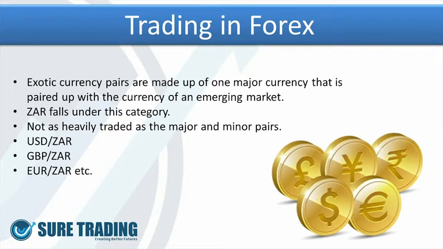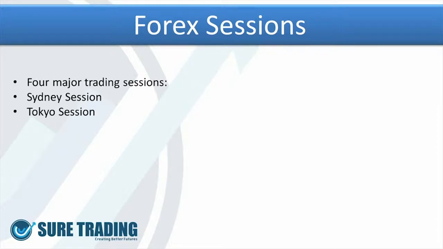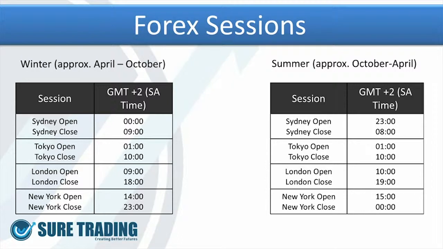Okay, so as mentioned earlier, the Forex market is open 24 hours a day, 5 days a week, but there are definitely better times to trade than others. The Forex market can be broken down into 4 major trading sessions: the Sydney session, the Tokyo session, the London session, and the New York session. Because of daylight savings time, these sessions differ slightly for us depending on the time of the year, but here is a chart giving you the times of the different sessions in winter and summer.